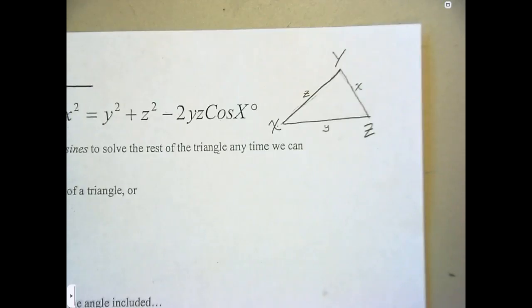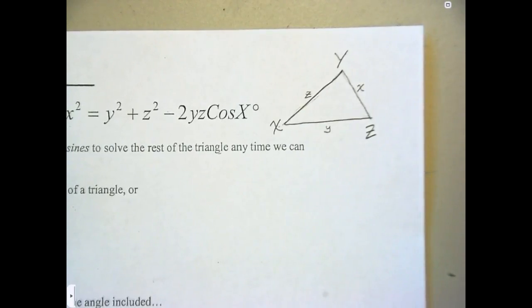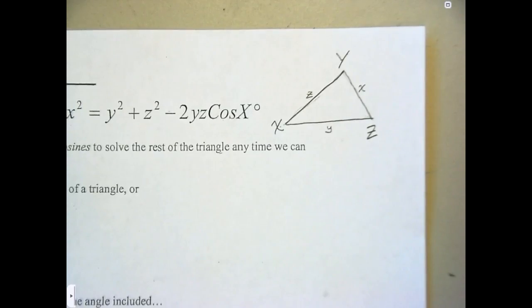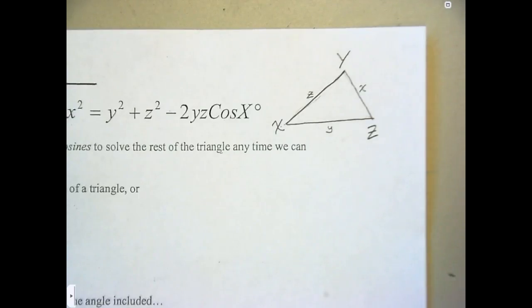Because you're going to see multiple X's, multiple Y's, and multiple Z's, and they mean different things if they're upper or lowercase. Uppercase represents angle. Lowercase represents side.